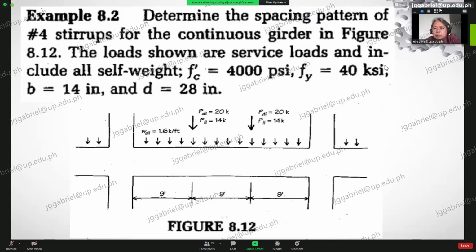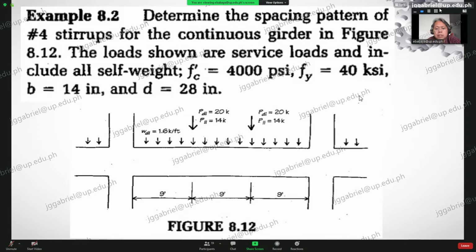So when we say shear diagram, we consider the vertical loads, no? Because if we want to know the spacings of the stirrups, okay, we only consider the shear diagram. Now, if we look at the figure, it is a continuous beam, no?